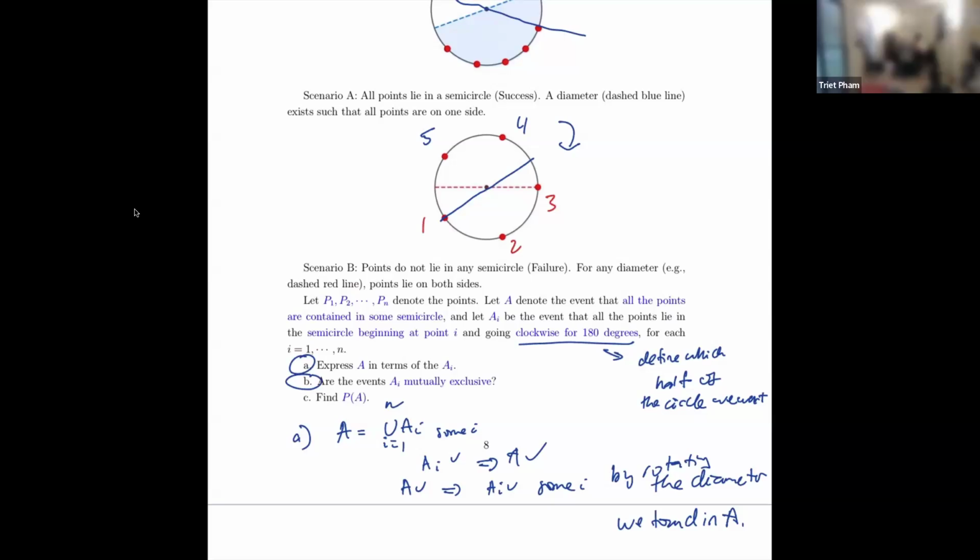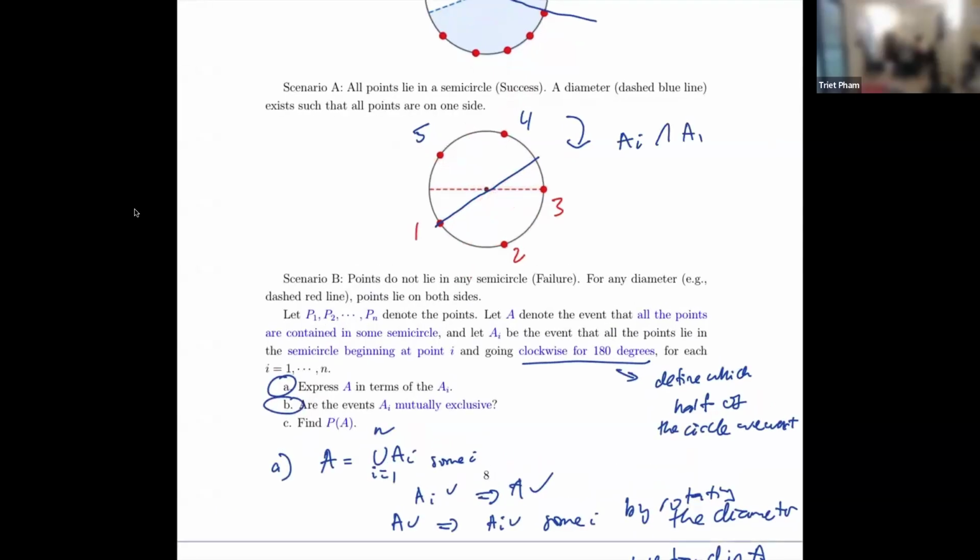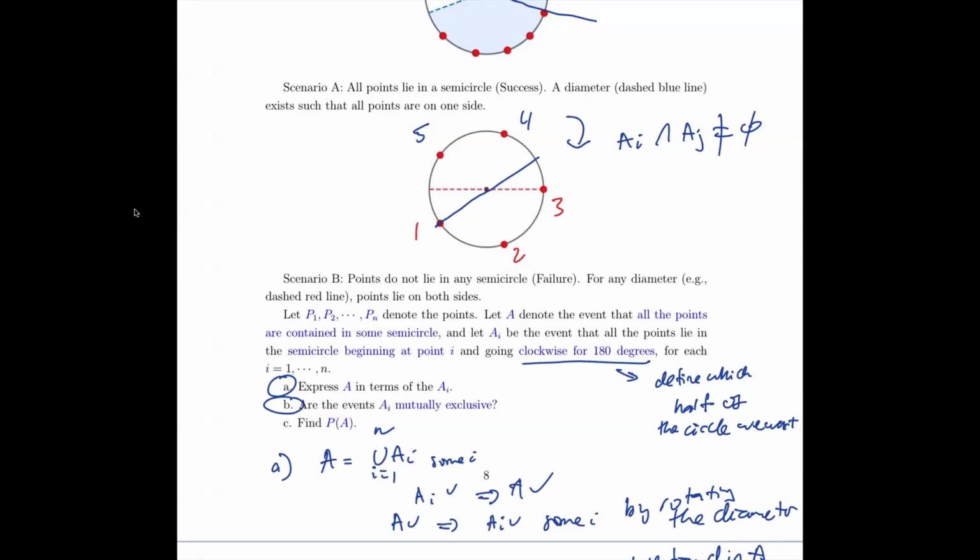No. So first of all, you understand what the AI means. For example, A1 is this semicircle, A2 is this semicircle, A3 is this semicircle, A4 is this semicircle. You understand? So what does it mean for AI and AJ to be non-empty, in English, in this case? Well, there would be a point that would be both on the semicircle of AI and the semicircle of AJ.